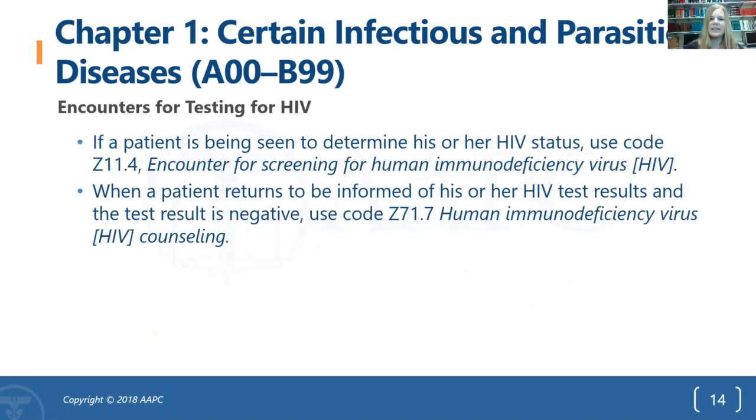When a patient is being seen to determine their status, if they have HIV, you would assign code Z11.4, which is encounter for screening for HIV. And then when they return to be informed of their HIV test result, and the test is negative, you would assign code Z71.7 for HIV counseling.